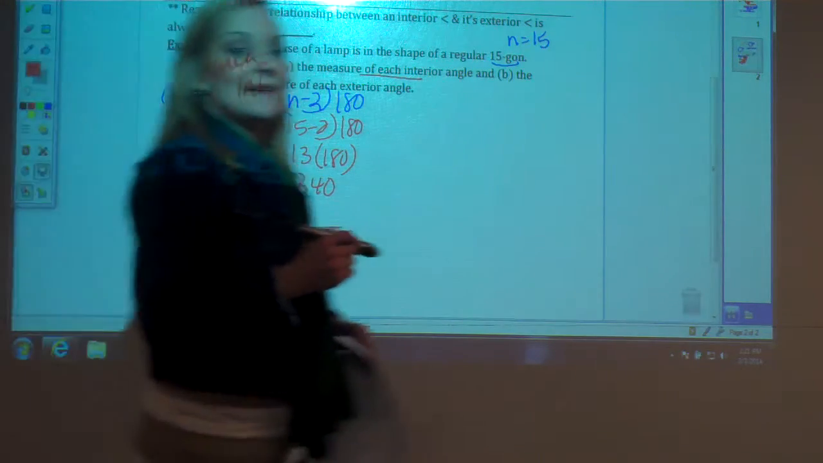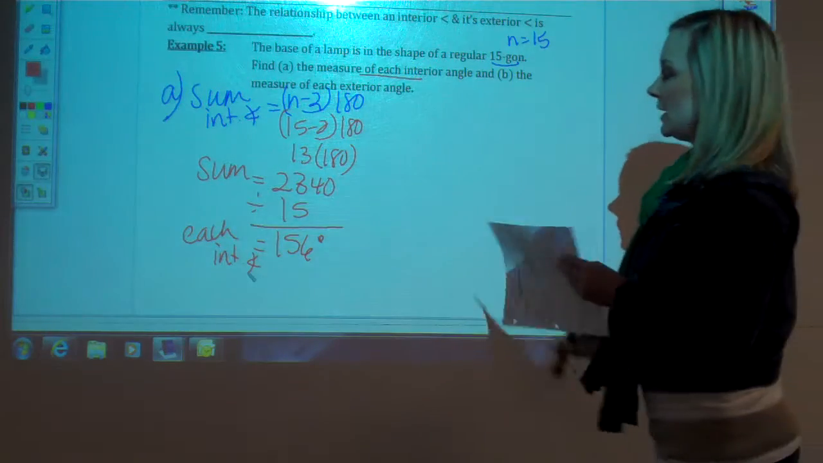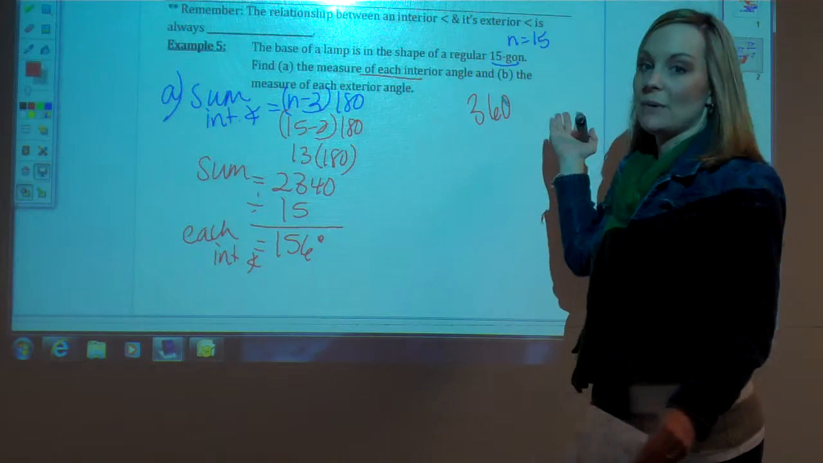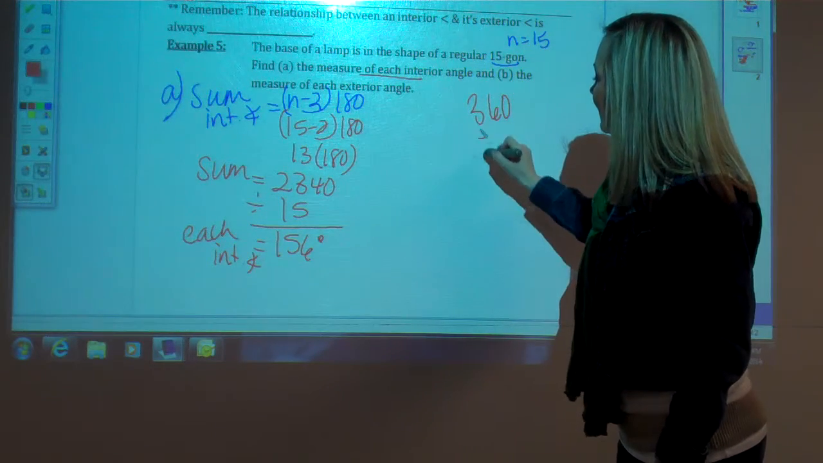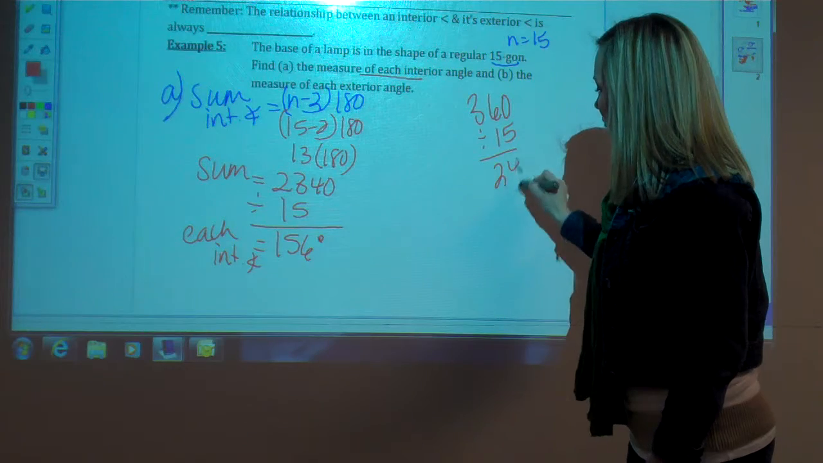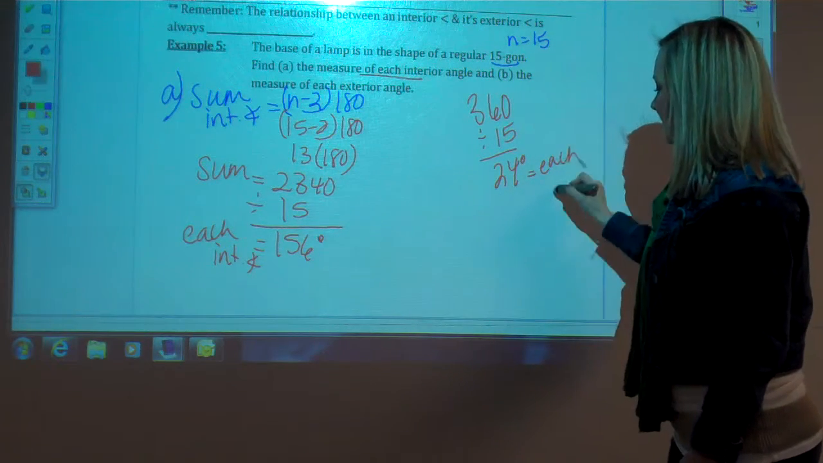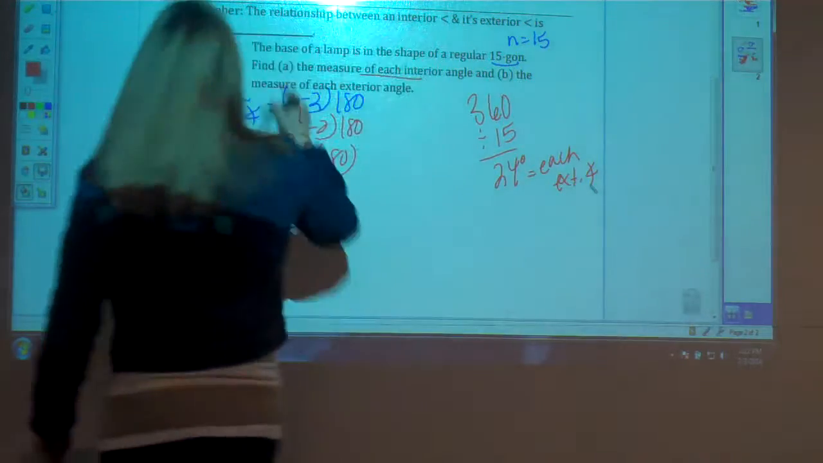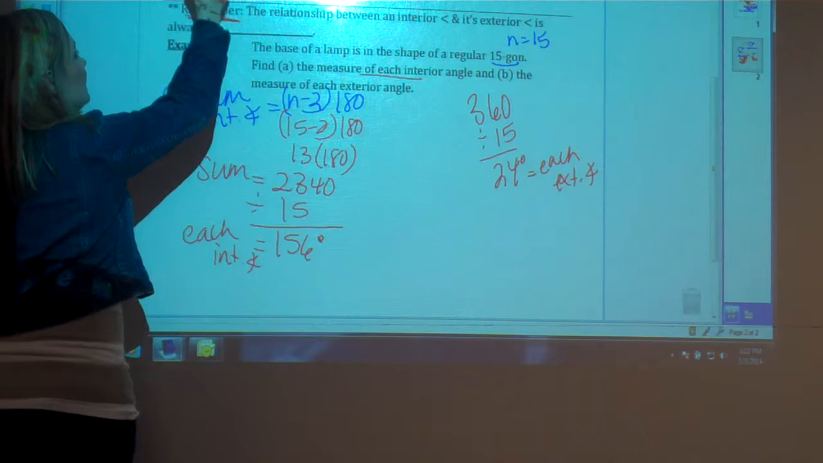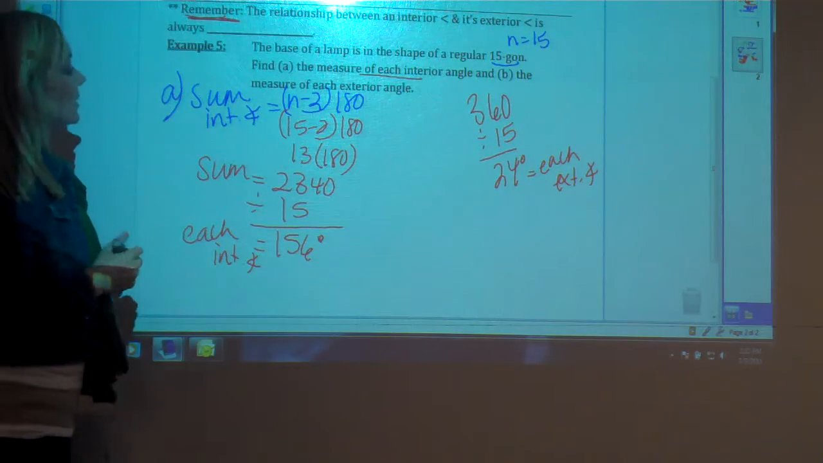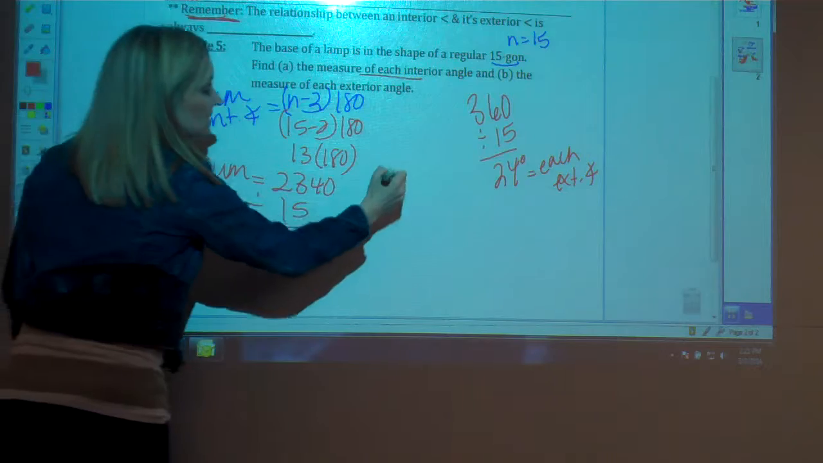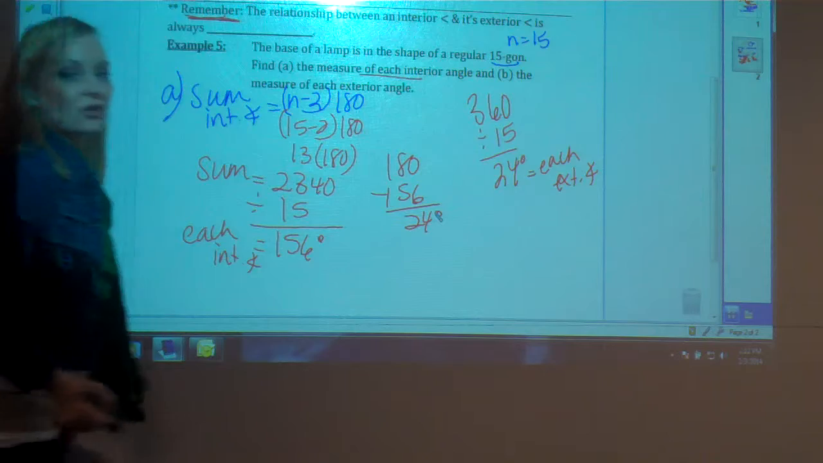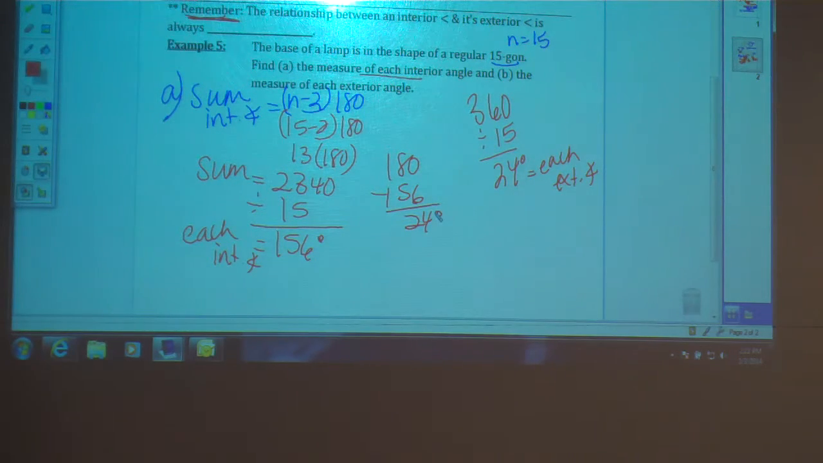Alright? To find the exterior angle, there are 2 ways I could do it. Remember your sum is 360. Okay? No matter what sides it has. If I divide it by 15, this is going to give me 24 degrees. So each exterior angle measures 24 degrees. I also want you to keep in mind that your interior and exterior angles form a linear pair. So if you know each interior angle, you could say 180 minus 156 and still get 24 degrees. All right? And that is the lesson for today.